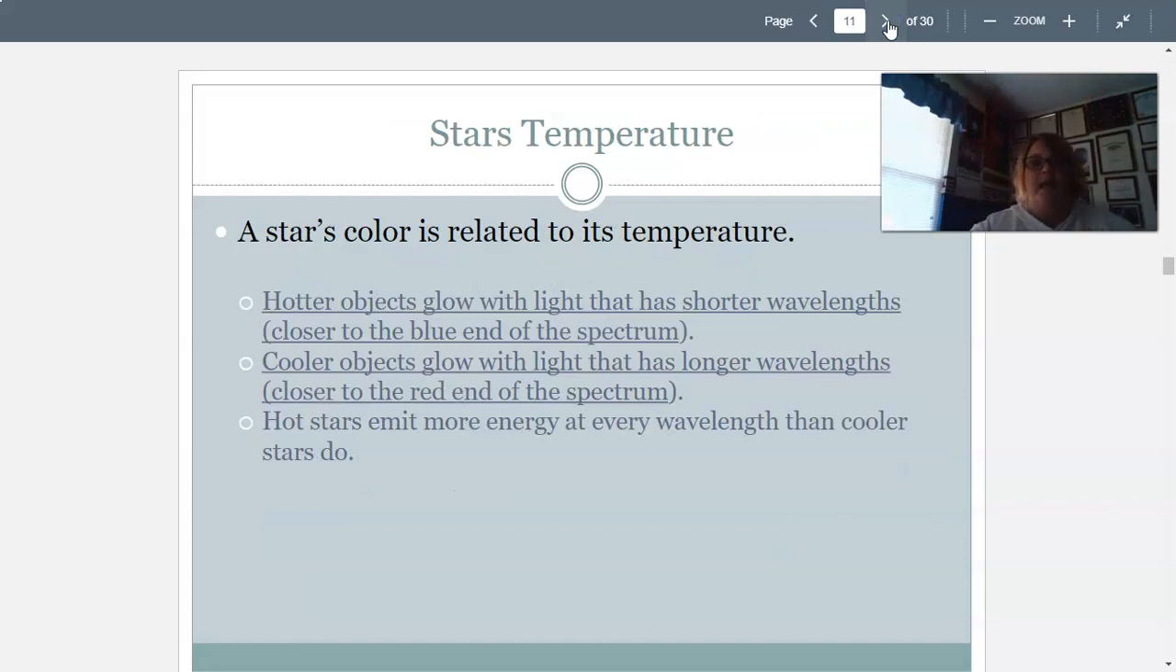Last one. A star's color is related to its temperature. Hotter objects glow with light that has shorter wavelengths, okay? So it's closer to the blue end of the spectrum. Cooler objects glow with light that has a longer wavelength, so it's closer to the red end of the spectrum. Okay, remember the Doppler effect in space? Red-blue shift. Okay, hot stars emit more energy at every wavelength than cooler stars do, which makes sense because we said heat is actually the measure of energy. So the higher the temperature, the higher the heat, the more energy it has.